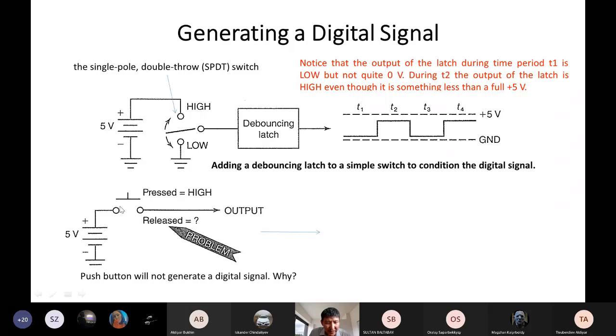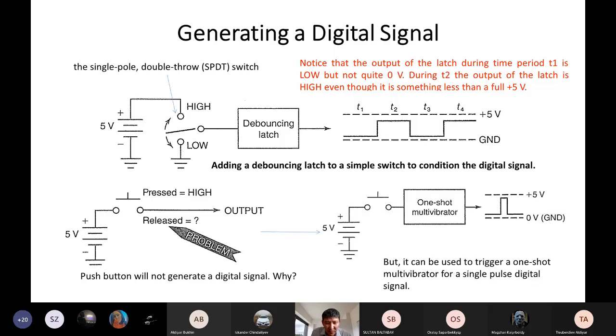So actually when we press it, we will have a high signal, for example, in this case 5 volts. But when it is open, it is not connected to the ground, it is not connected to 0, and we have an undefined value. So we cannot use this push button to generate a digital signal, but we can use it, for example, to start some other circuit. For example, a one-shot multivibrator that we will talk about in the next slides. So you can start a one-shot multivibrator, and here you have an impulse.